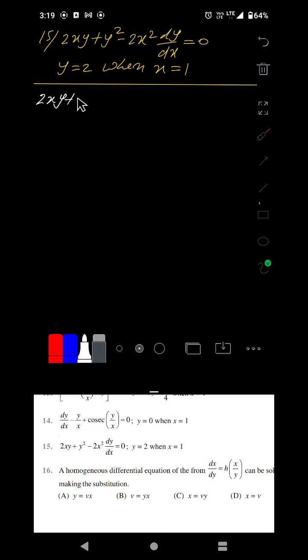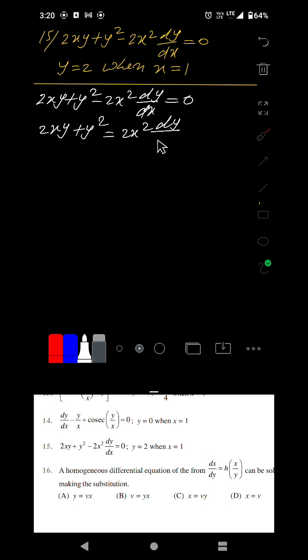2xy plus y squared minus 2x squared dy upon dx is equal to 0. Now transposing this term to right hand side, we have 2xy plus y square is equal to 2x square dy upon dx. Now transposing 2x square to left hand side, it will divide both the terms. So we may write it as dy upon dx is equal to 2xy upon 2x square plus y square upon 2x square.